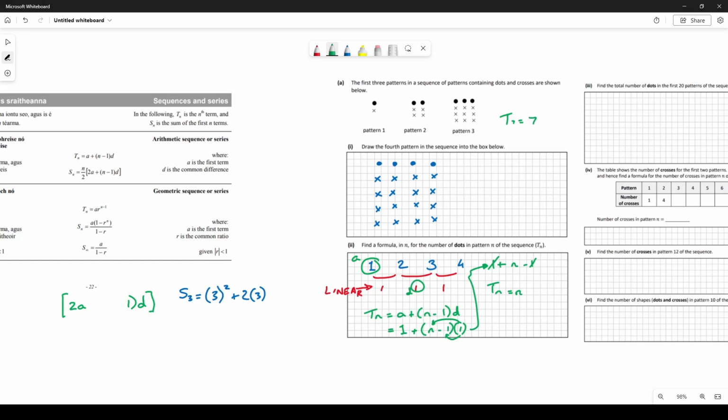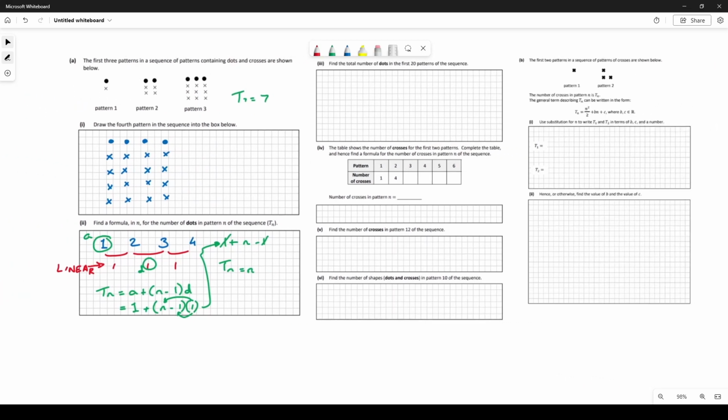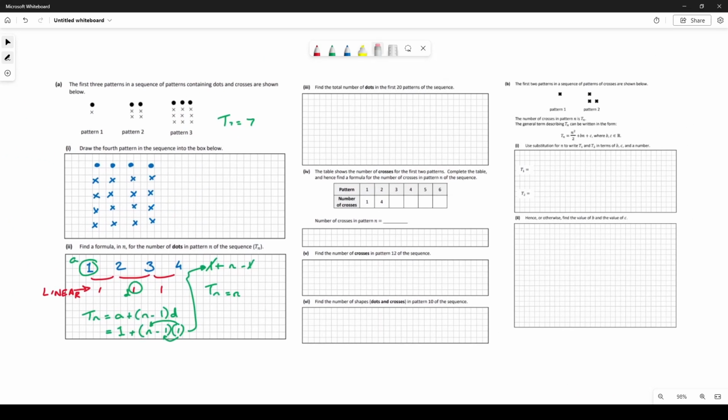This was a very simple one. I think in a weird way they made it super simple to confuse you, to upset you, because you look at that and you're kind of like, well, that can't be it. It is. Find the total number of dots in the first 20 patterns of the sequence together is what is kind of insinuated here, because it doesn't say what is the number of dots in the 20th.